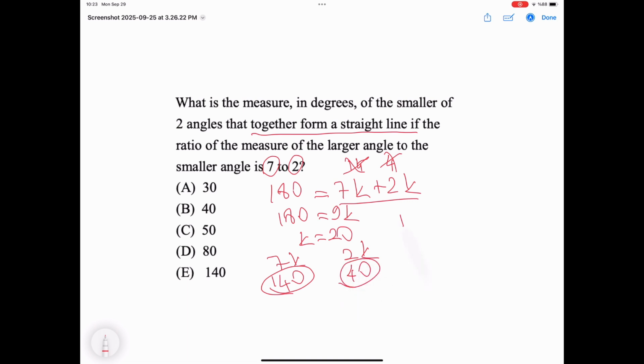So we found our angles. One is 140, the other is 40, and their sum will give us 180, which is a straight line. So we have two angles here, and what was the question? What is the measure of the smaller of the two angles? So we know that one is 140 and the other is 40, so the answer is 40.